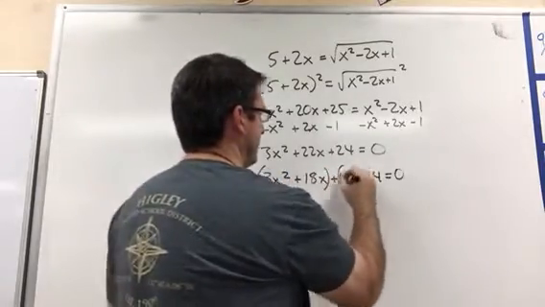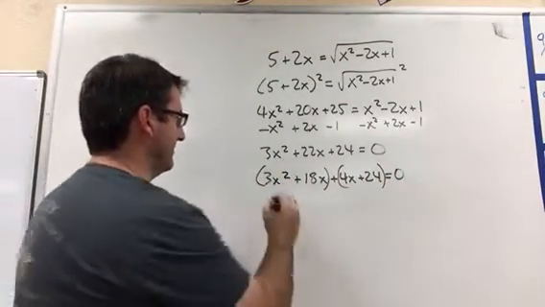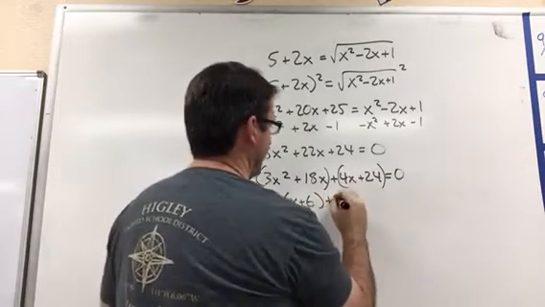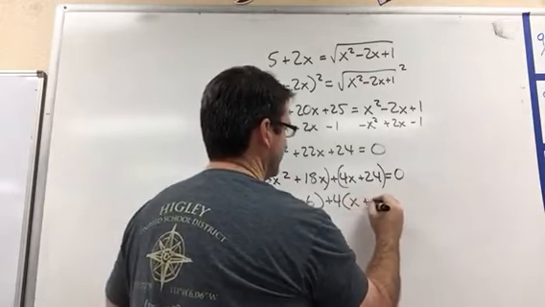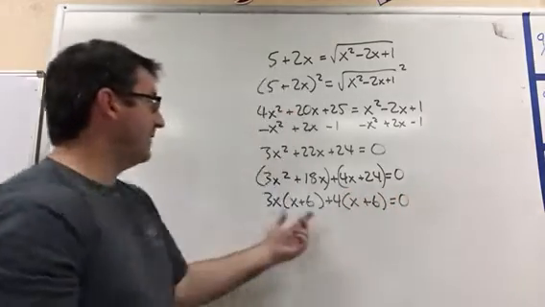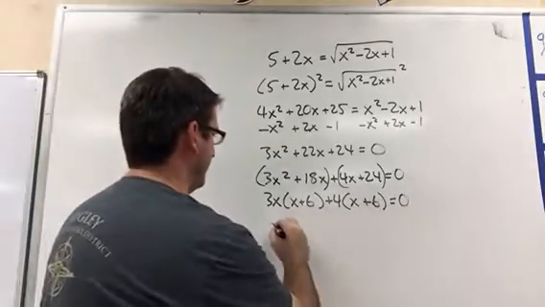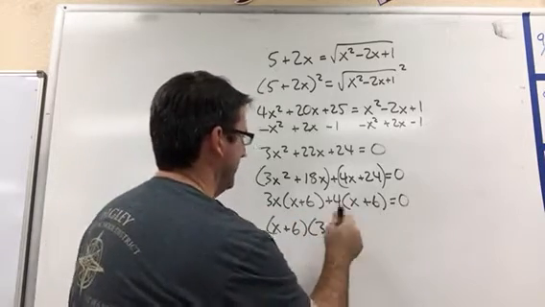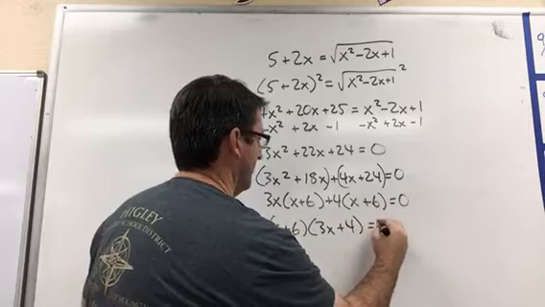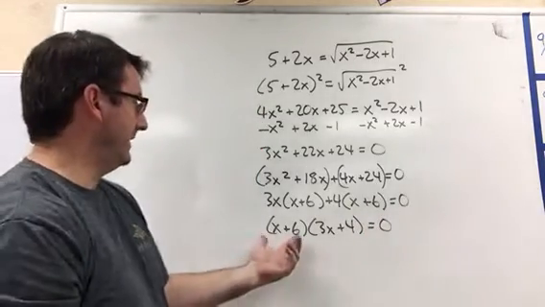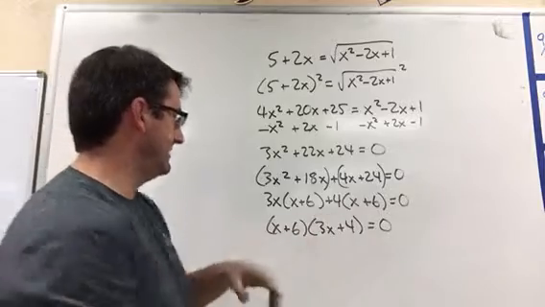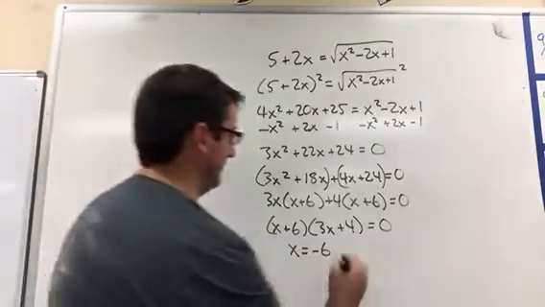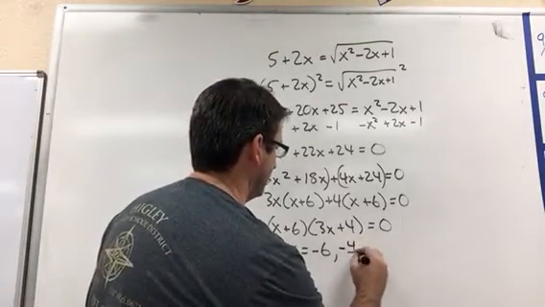And then we can group these, and we'll factor a 3x out of this. We're left with x plus 6. And we'll factor a 4 out of this. We're left again with x plus 6. Now we've got an x plus 6 in both terms, so we'll factor that out. We get x plus 6 times, over here we're left with 3x, over here we're left with 4, and that's equal to 0. So if x plus 6 is equal to 0, x is equal to negative 6. If 3x plus 4 is equal to 0, then x is equal to negative 4/3.